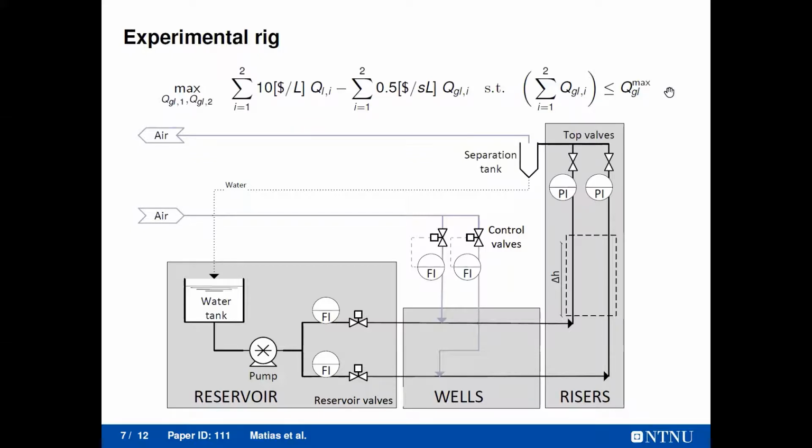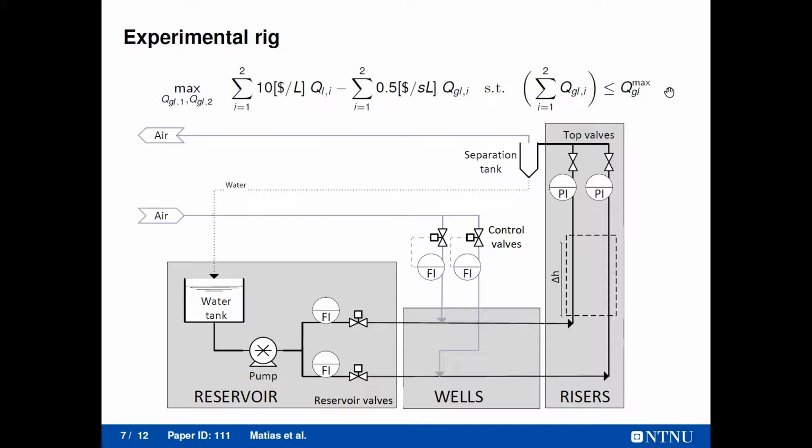The rig is composed of three sections: a riser section in which you have a water tank, a pump, and two control valves. This configuration allows us to emulate different reservoir productivity indexes, for example. Then we have the well section where gas is injected by two control valves, and finally a riser section where two vertical pipelines, 3 meters high in this case, enable us to see the gas lift effect.